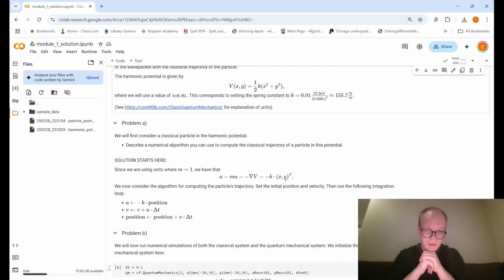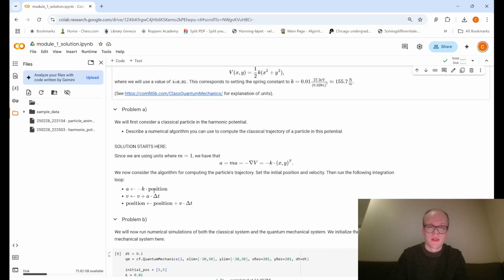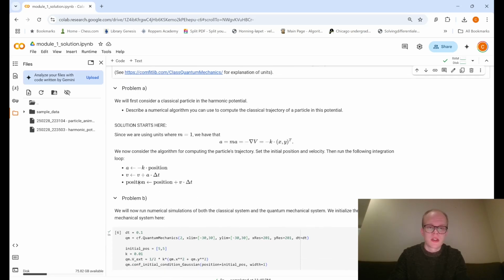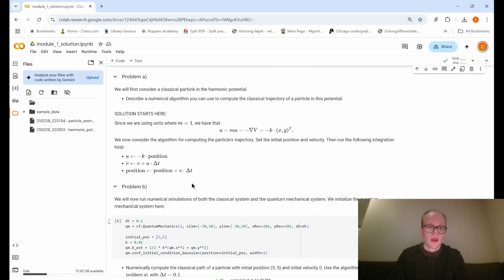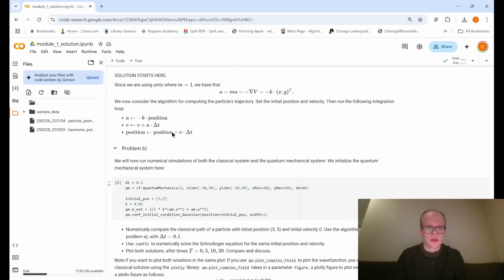So in order to numerically compute the time evolution, we just do forward Euler. This gives this integration loop right here. We update the acceleration as minus k times the position, which is just the negative gradient of the potential. We update the velocity as v plus the acceleration times the time step. And we update the position as position plus the velocity times the time step. This is just a simple forward-Euler integration loop.